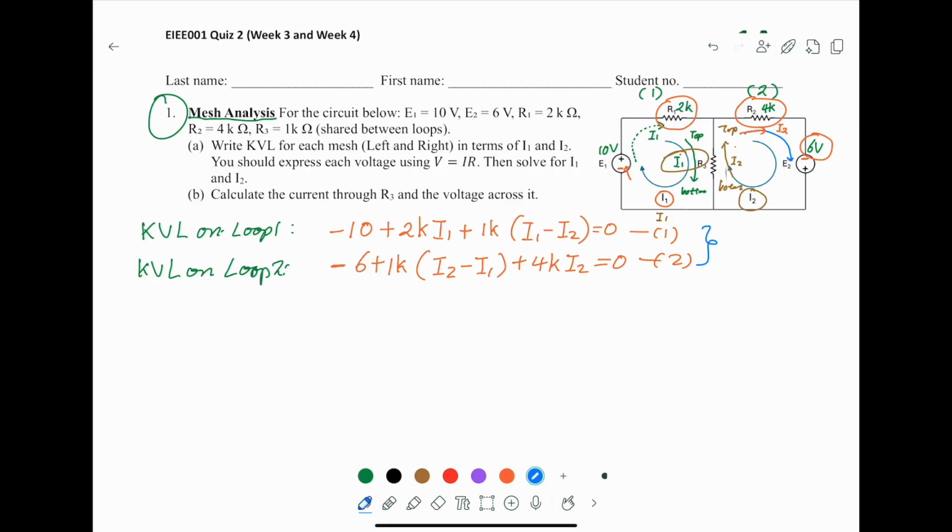From equation 1, we put this one on the right-hand side. We find I1: 2k plus 1k becomes 3k I1. I2 is minus k I2, and this is 10. This is equation 3.